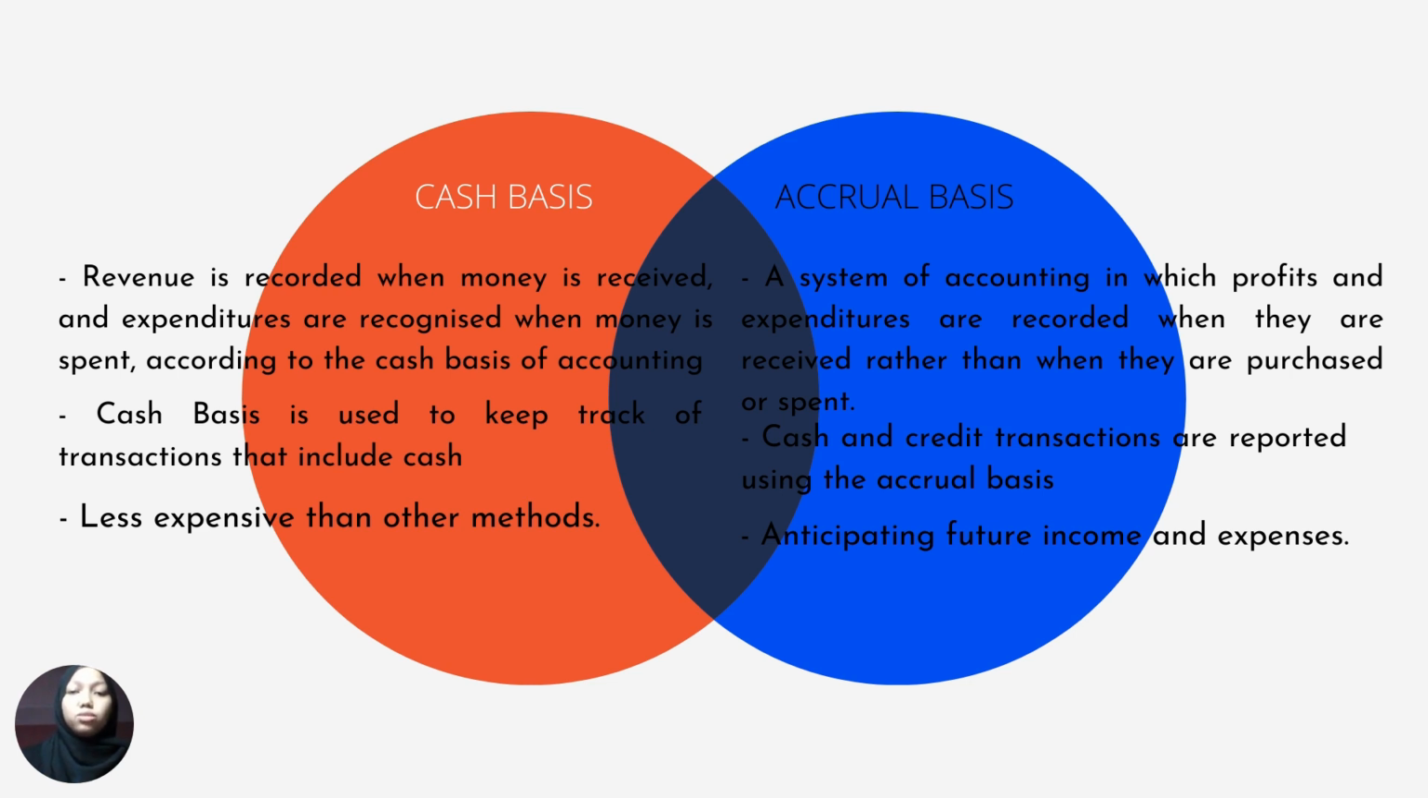Cash basis is used to keep track of transactions that include cash, and for accrual basis, cash and credit transactions are reported. Cash basis is less expensive than other methods. And for accrual basis, we are anticipating future incomes and expenses.